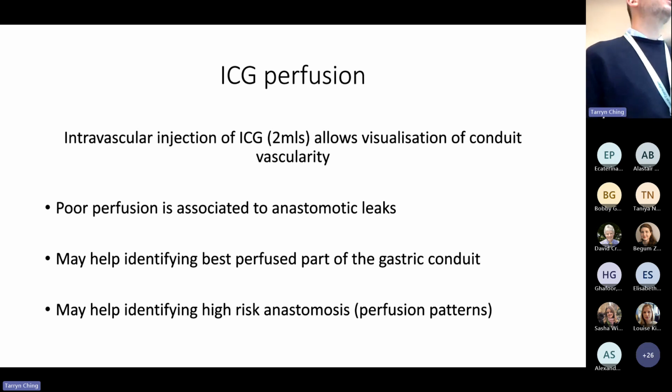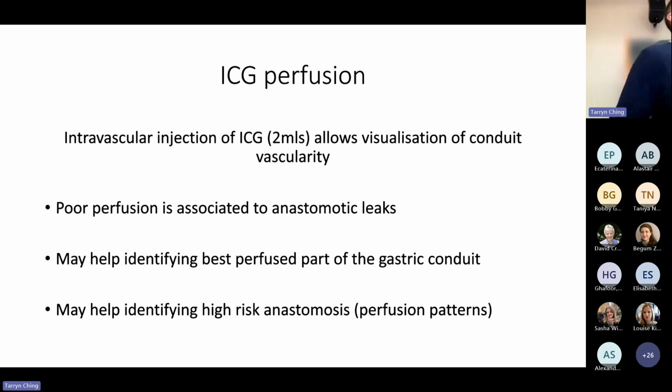You ask the anesthetist to inject a bolus of 2 mL of ICG through the central line, and very quickly it will be visible in all the vessels in front of you. Poor perfusion is associated with anastomotic leaks, and here I stress that it may help identify the best perfused part of the gastric conduit. It may help identify high-risk anastomoses by studying the perfusion pattern.